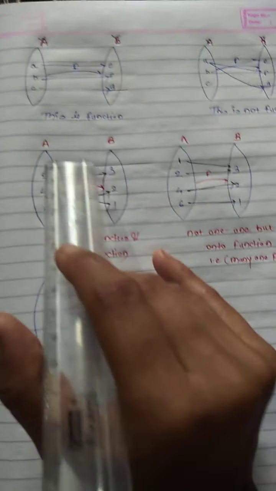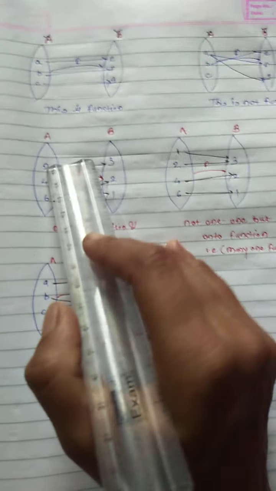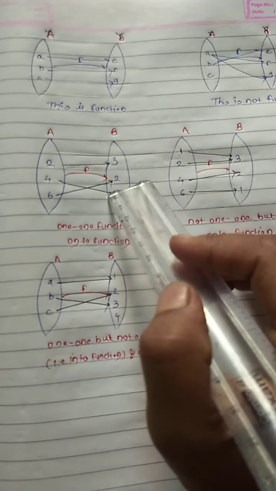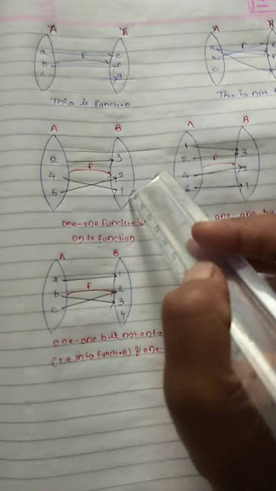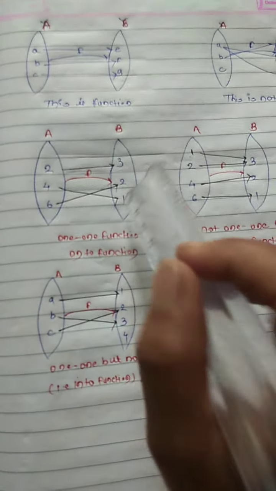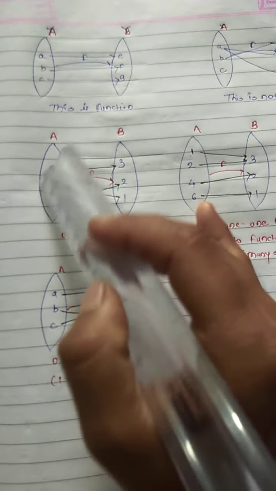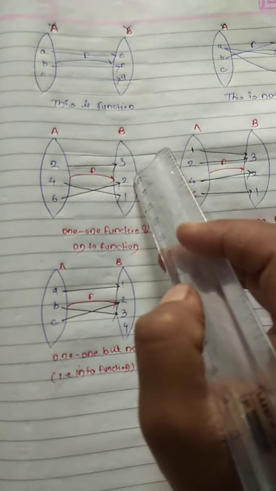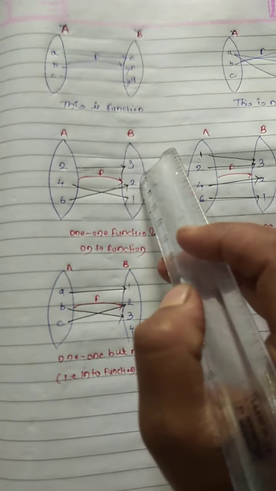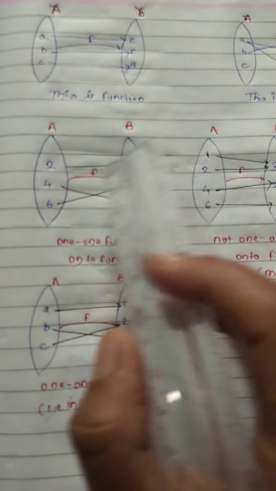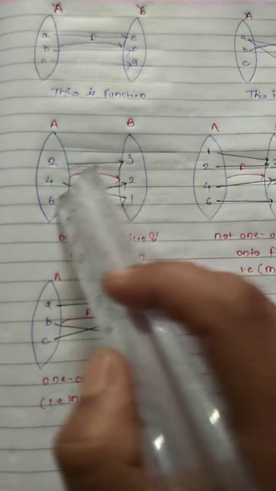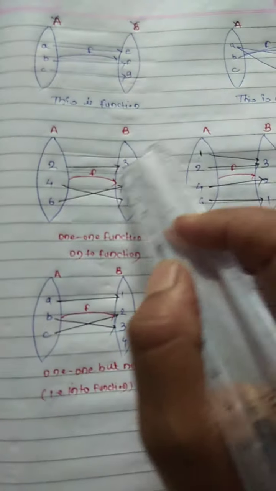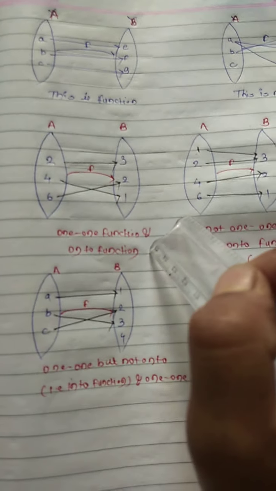See here, A is here and B is here. A is the domain, the set of all possible input values, and B is the codomain, and the set of all output values is called the range. So this is a one-one function because distinct elements in the domain have distinct images in the codomain. One-one function is also called injective function. See here, image of 2 is 3, image of 4 is 1, image of 6 is 2, no images are the same. So distinct elements of the domain have distinct images, so it is called one-one function.